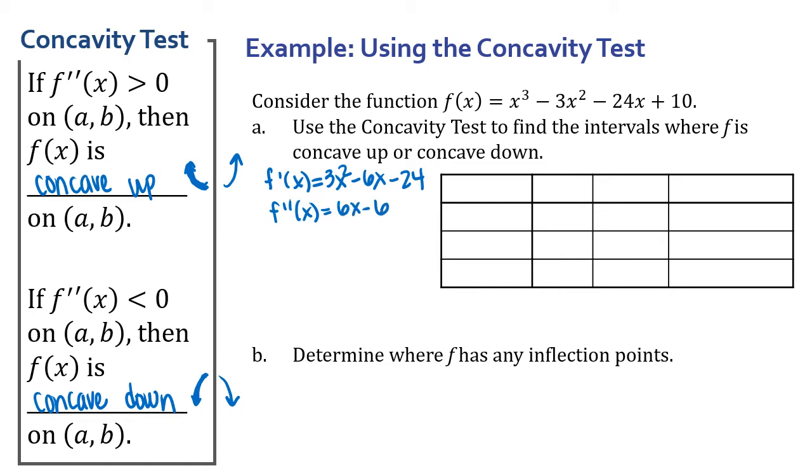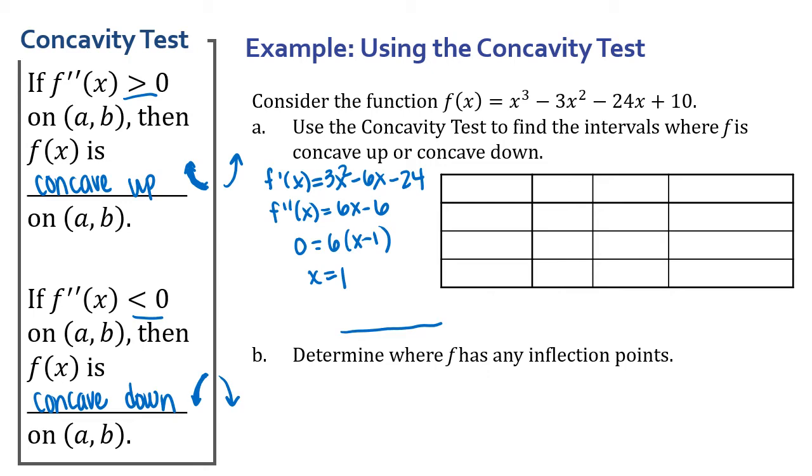So if I were to figure out, okay, where am I going to have these inflection points? Where could it potentially change from concave up to concave down? First what we'll do is find the critical values of the second derivative. We'll set this equal to 0, and we're going to end up getting that x equals 1. So we only have one possible inflection point. Again, an inflection point is where we change concavity. We change from being concave up to concave down, or concave down to concave up.